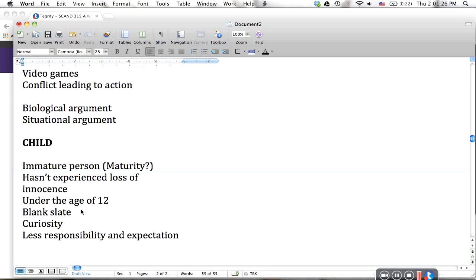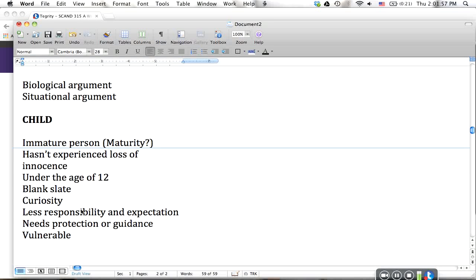In the back, Derek, yeah. I'm sorry, what? Okay. Protection or guidance. In some ways, Derek's point has to do with this immaturity, right? That because of the state of the child, they need some sort of guidance. Yeah, right in front of Derek. You, yeah. What's your name? Tommy. Children are vulnerable. Okay, vulnerable. And this is obviously a big theme in this novel. Vulnerable in many different ways, right? Emotionally, physically, they're small people.